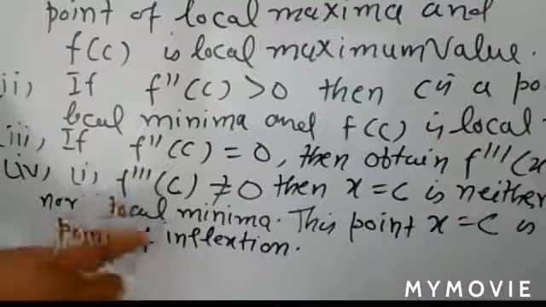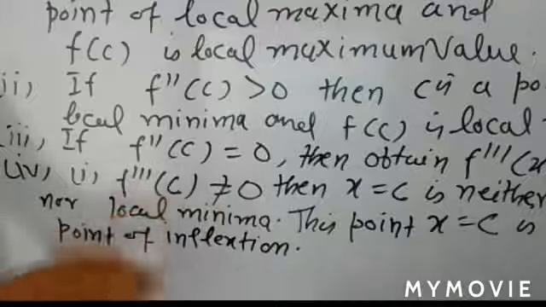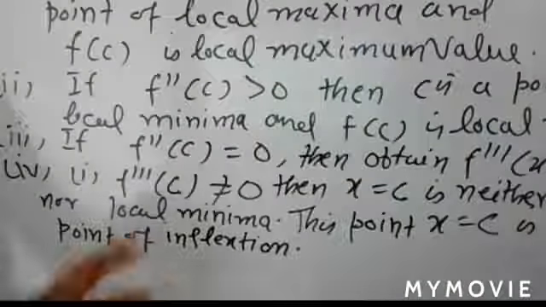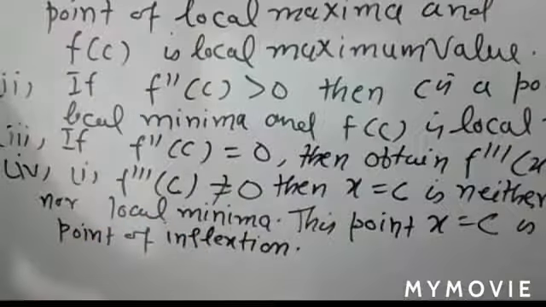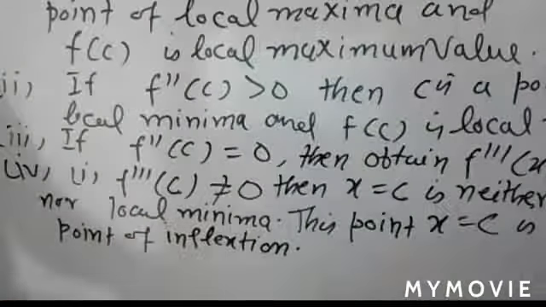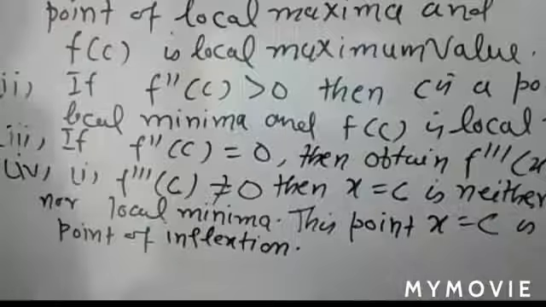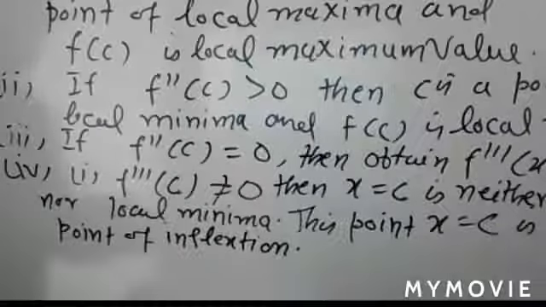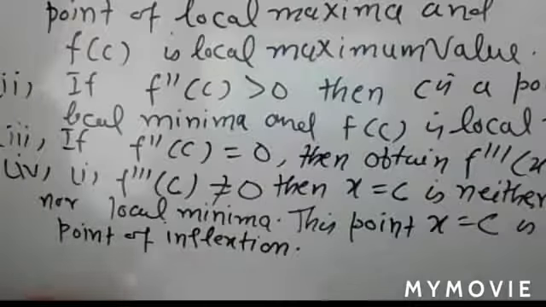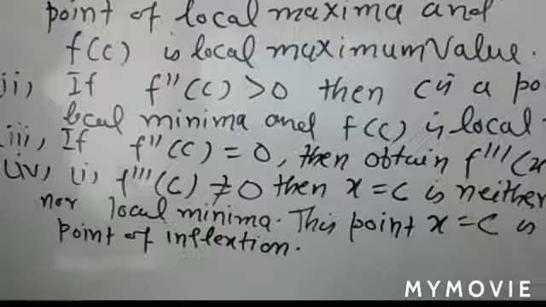Okay, here you find the derivative, f dash c is equal to 0, and if that value is not equal to 0, then you can say that yes, x is equal to c is a point of inflection. Okay, so here you have the second order derivative. Now I will give you some questions based on it.